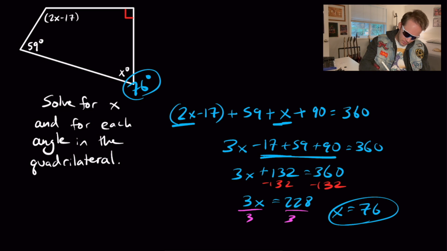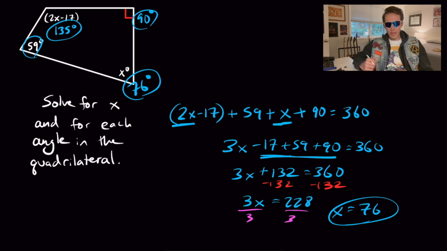This one stays at 59. If I plug 76 into the x there, I'll get 2 times 76 minus 17. And this one's going to be 135 degrees. And then we have the 90 over there. So there are our 4 angles.